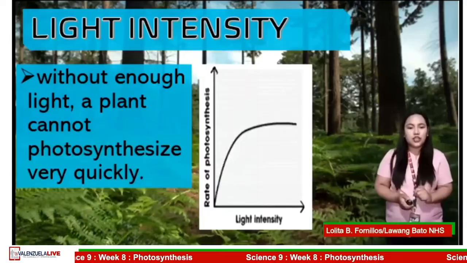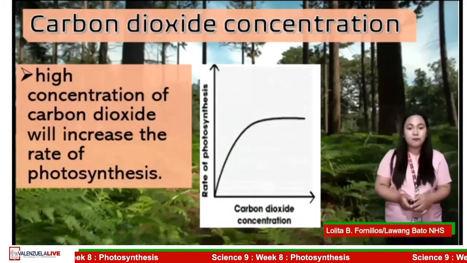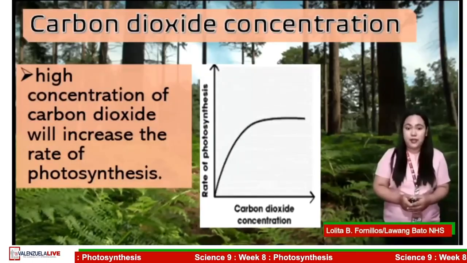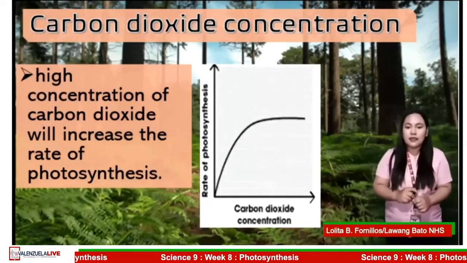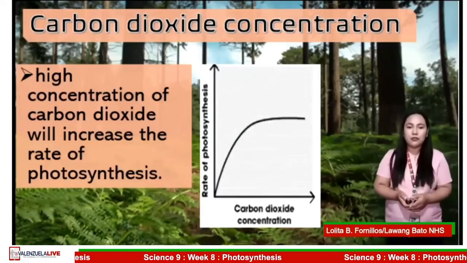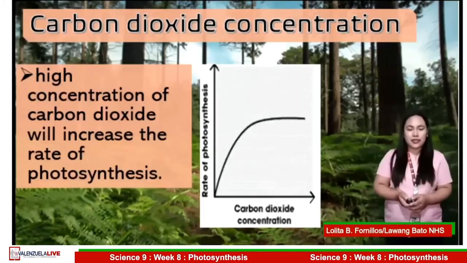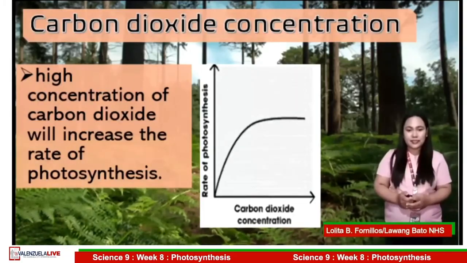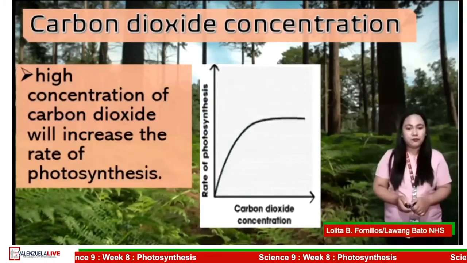A high concentration of carbon dioxide will increase the rate of photosynthesis. But beyond a certain limit, carbon dioxide starts to accumulate in the plant, which slows down the process. So, excessive carbon dioxide inhibits photosynthesis, especially when it starts to accumulate.